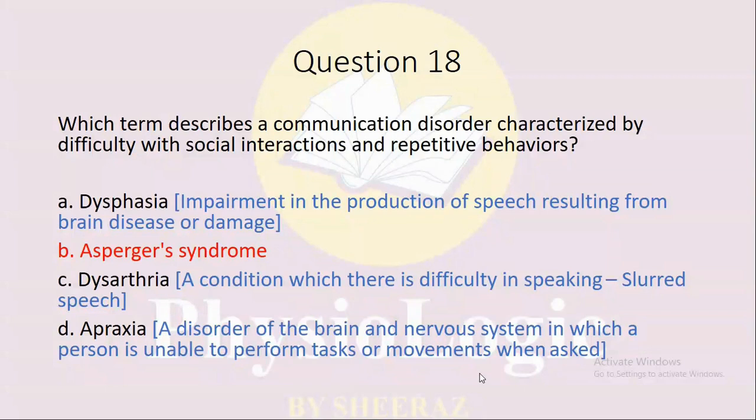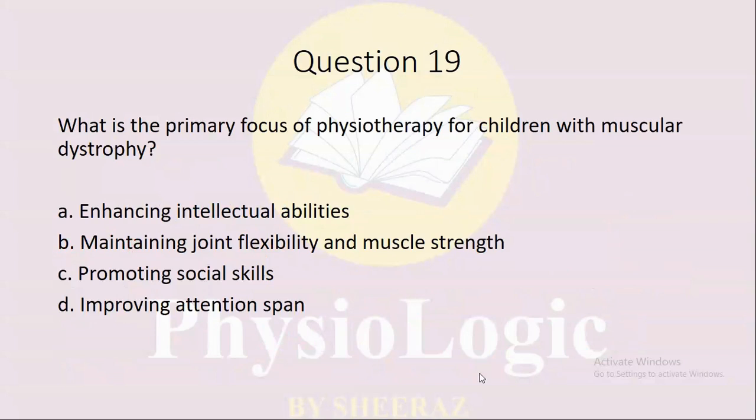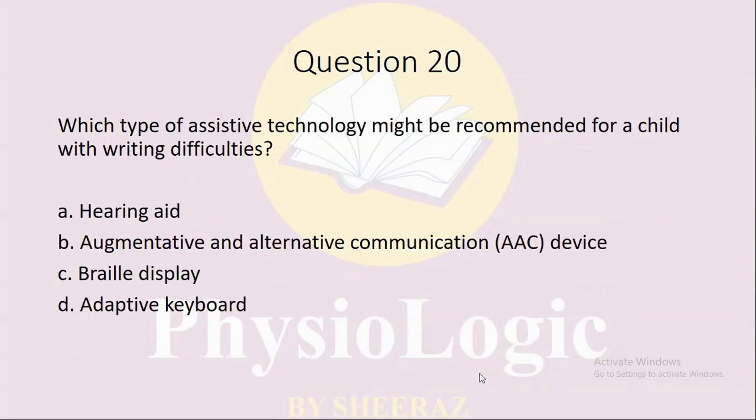Question number 19. What is the primary focus of physiotherapy for children with muscular dystrophy? Option A, enhancing intellectual abilities. Option B, maintaining joint flexibility and muscle strength. Option C, promoting social skills. And option D, improving attention span. And the correct option is option B, maintaining joint flexibility and muscle strength.